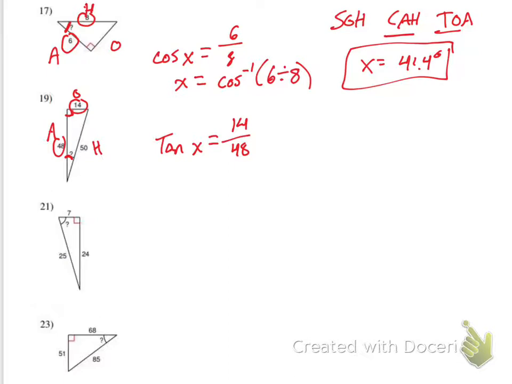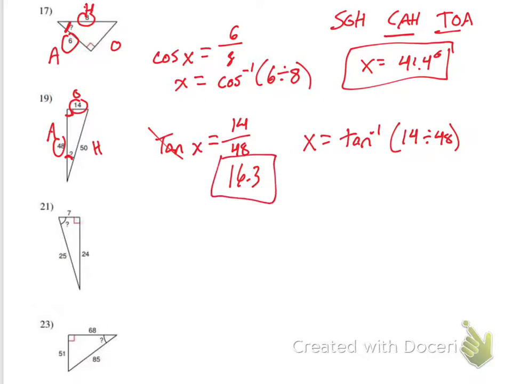I want to get x by itself, so I'm going to do tan -1 to both sides. So that'll cross out that. So x is equal to tangent -1, 14 divided by 48. I type that just as it is into my calculator, 14 divided by 48, close the parentheses, enter, I get 16.3. I actually get 16.26, but I'm rounding, so that would be 16.3 degrees.